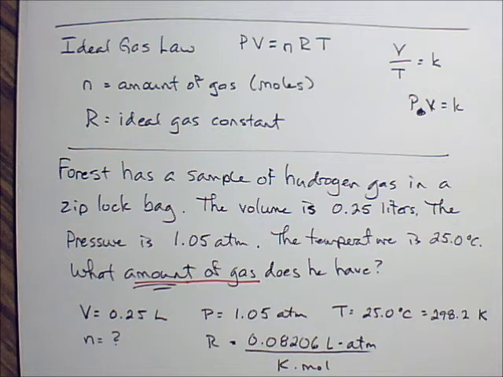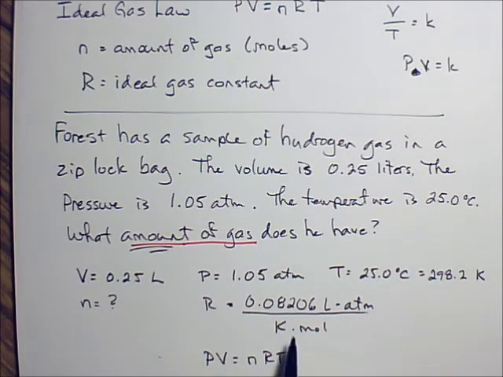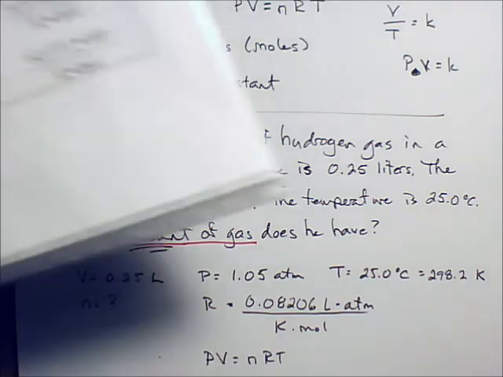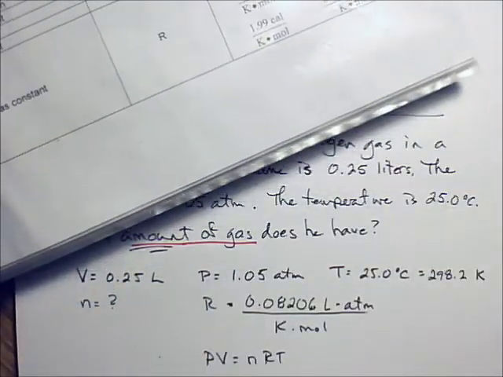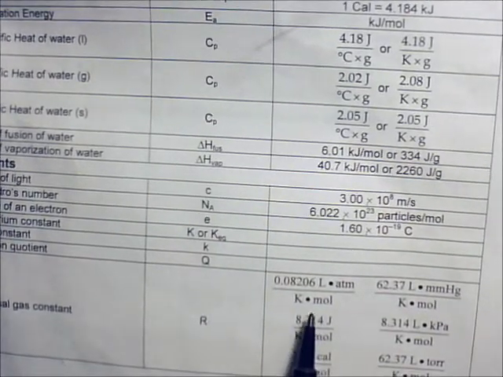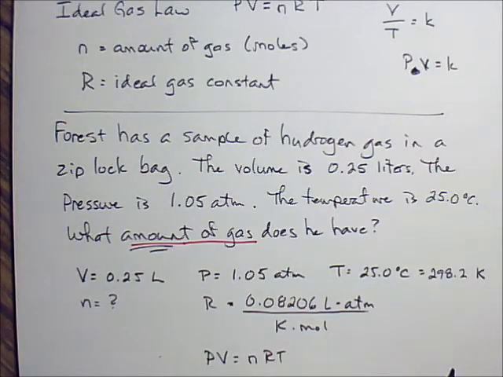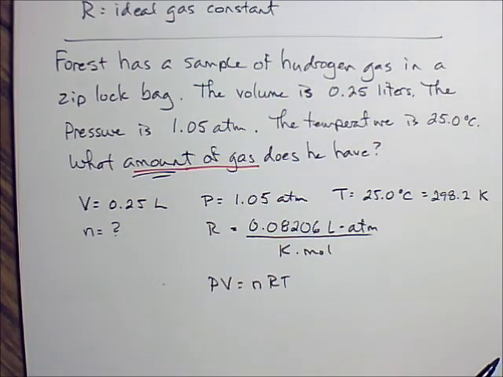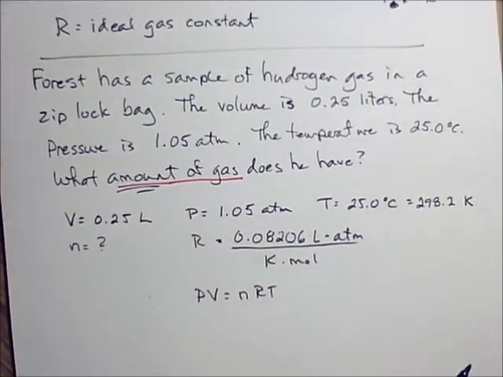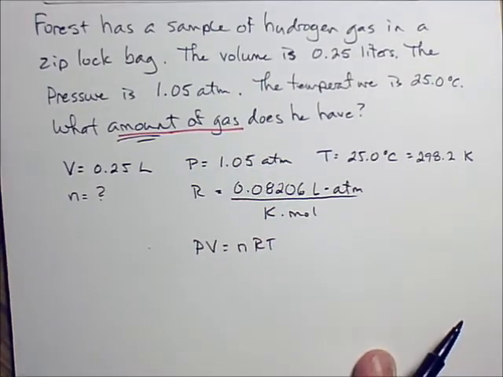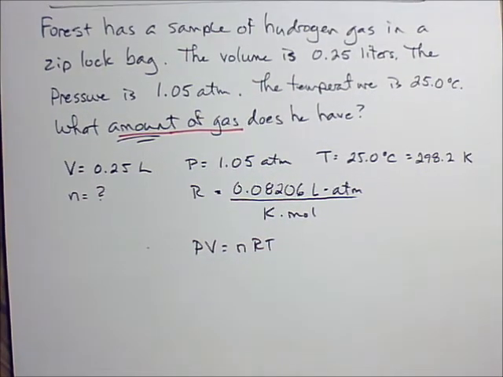So start plugging in your knowns. What's that last number? 0.08206 something. L is liters. It's right here on your test references. So plug in your knowns, please. You can do this. That's the ideal gas law, and it's on your test references too.